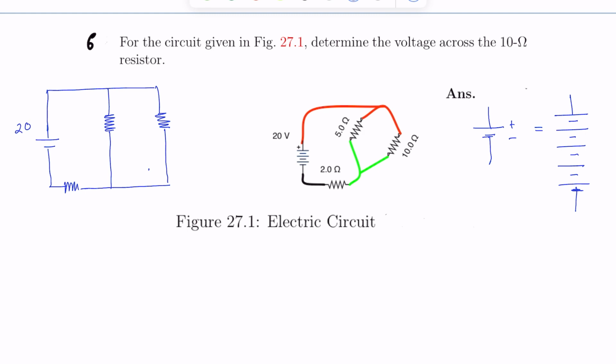This is 20 volts, 2 ohms, 5 ohms, and then 10 ohms. So the question is, we need to find the voltage drop across the 10 ohm resistor.